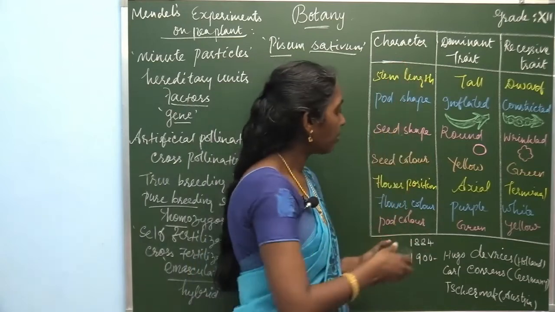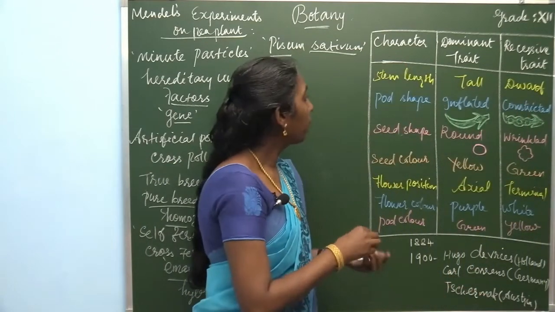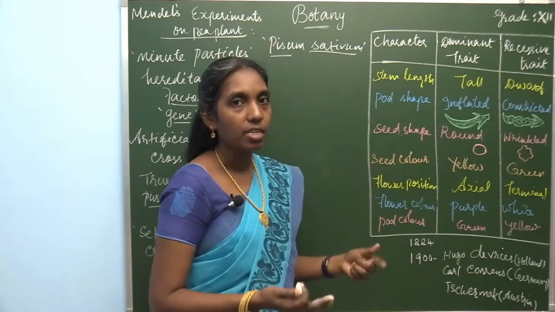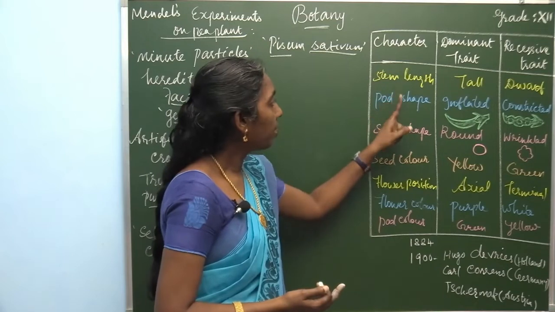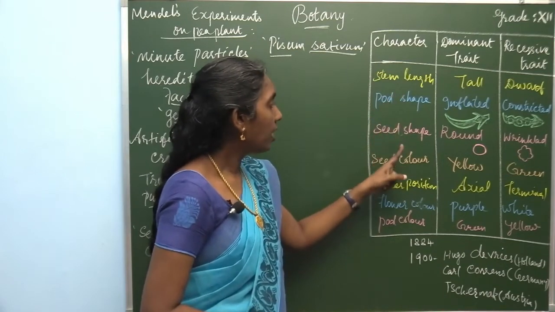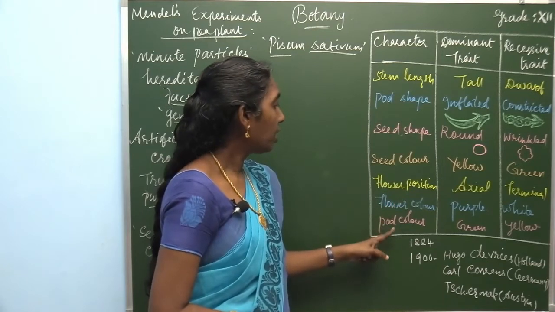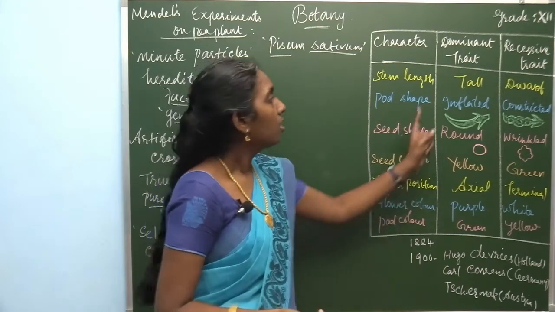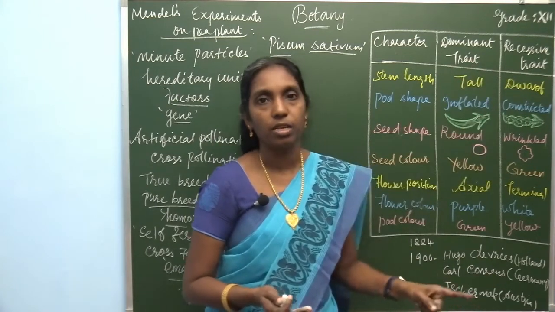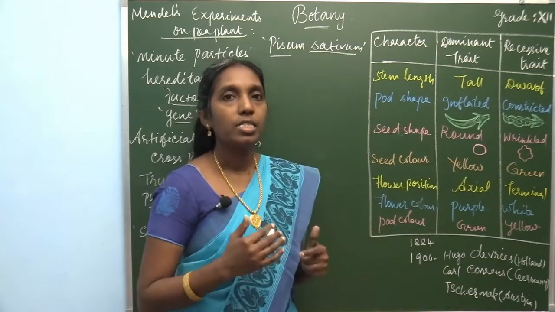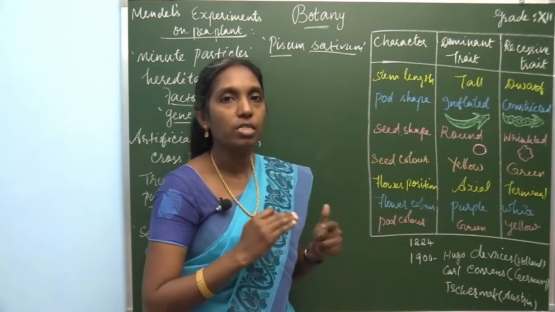These seven characters were selected by Mendel. What are the different traits? These are the contrasting traits. The characters are stem length, pod shape, seed color, flower position, flower color as well as the pod color. These are the contrasting characters, the dominant trait and the recessive trait. If he selects a contrasting character, one shows the dominant and the other is the recessive.